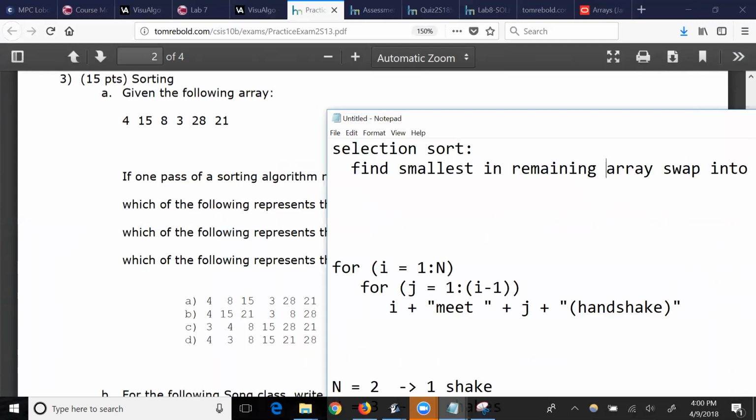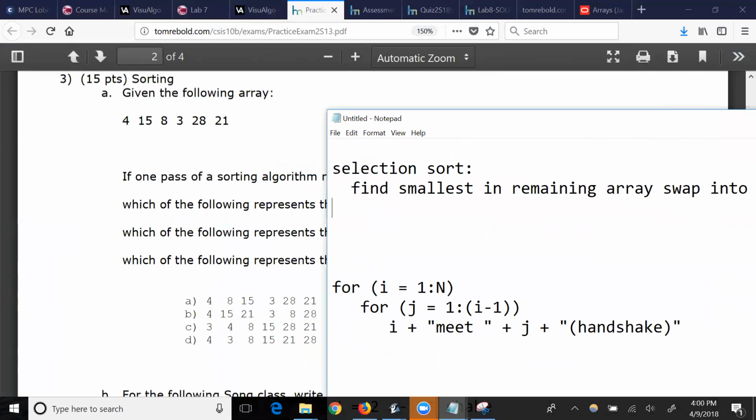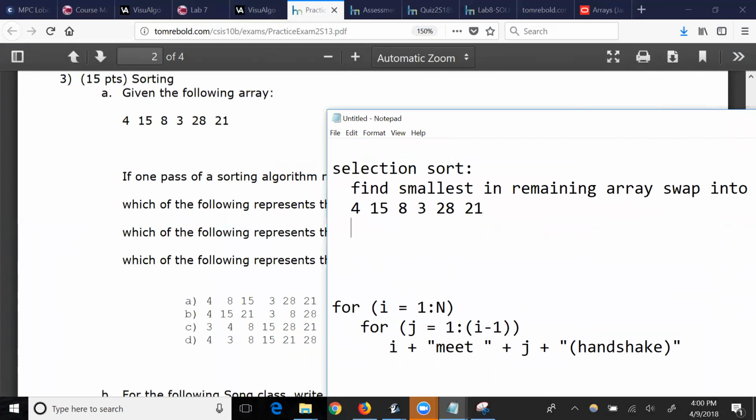So if our array were these items, let's just start with the numbers 4, 15, 8, 3, 28, 21. After the first pass, the smallest number is going to be put into its position, right? So the first pass is going to find the 3 as the smallest number, and it's going to swap that with the 4. So you're going to have 3, 15, 8, 4, 28, 21.